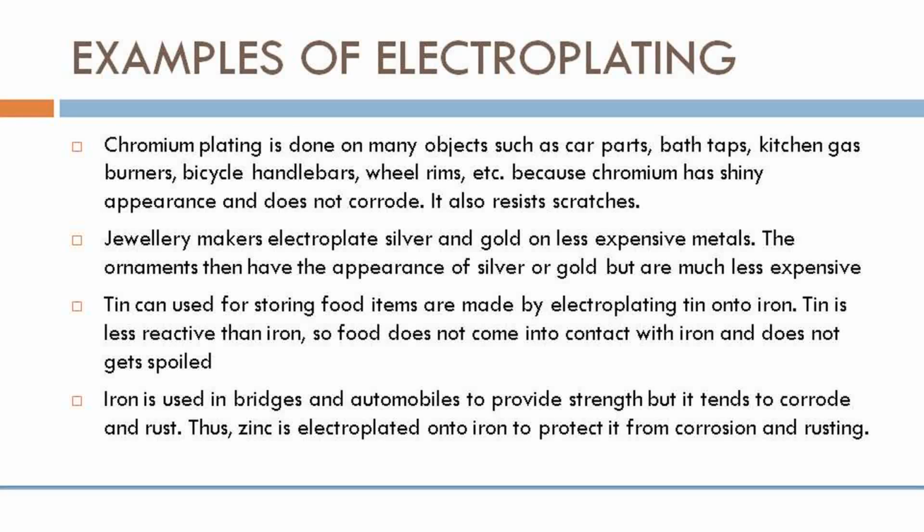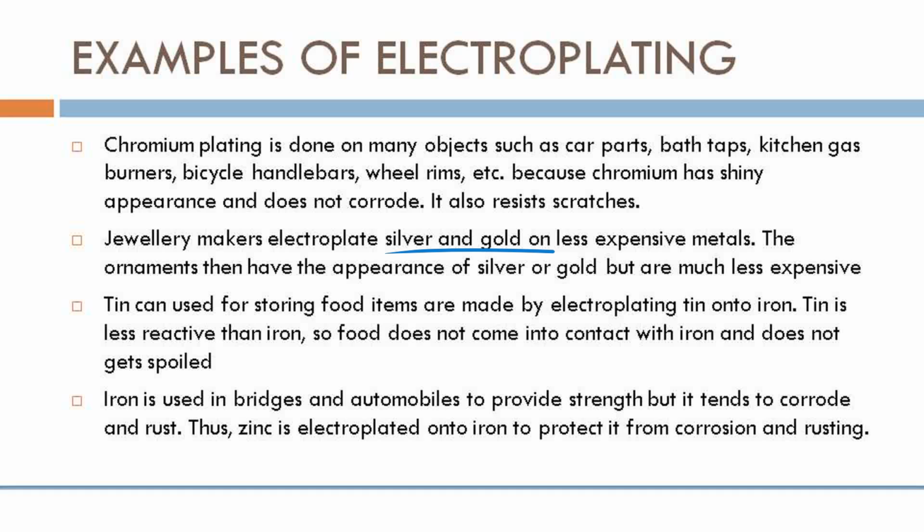Electroplating is used in various fields. For example, chromium plating is done on many objects such as car parts, bathtubs, kitchen gas burners, bicycle handlebars, wheel rims, etc. because chromium has shiny appearance and does not corrode easily. It also resists scratches. Jewelry makers also electroplate silver and gold on less expensive metals. The ornaments then have the appearance of silver or gold but are much less expensive.